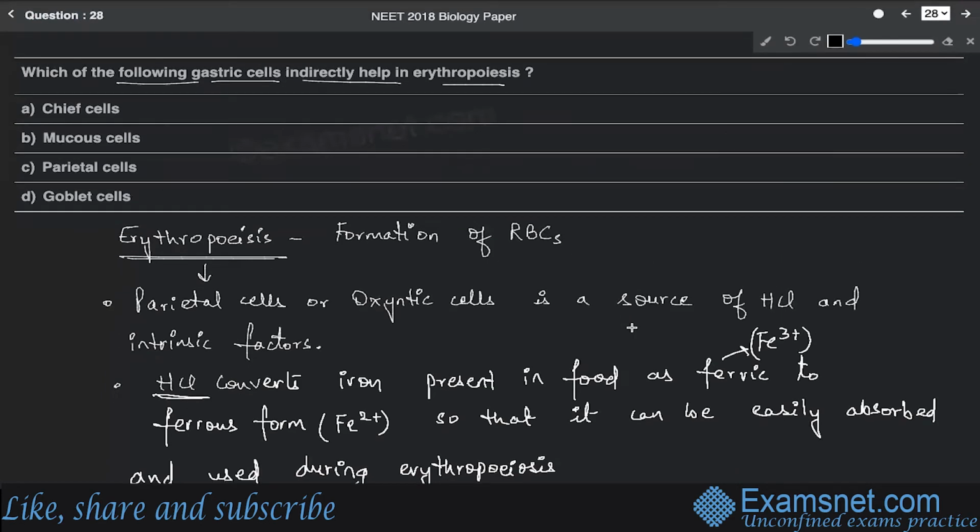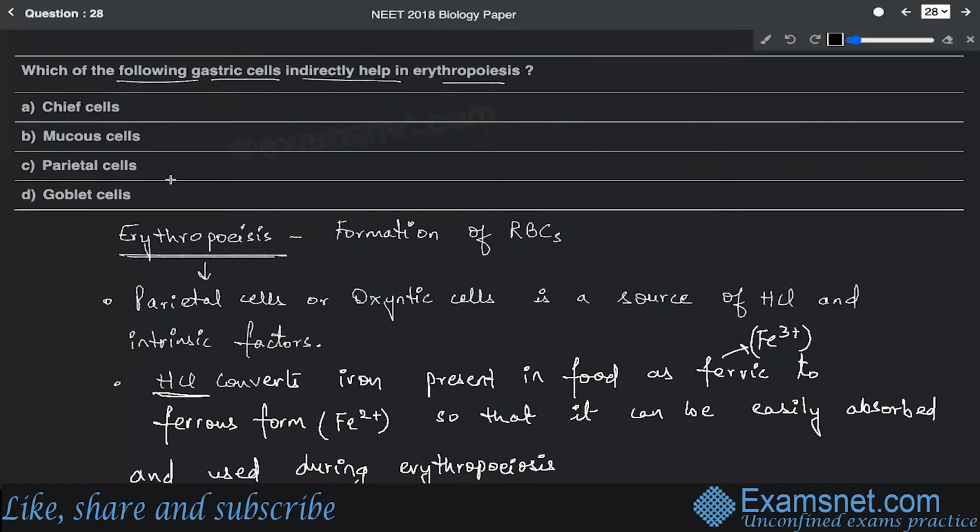All right, so this is the case. With this, we have come to know that parietal cells, that means option C, is the correct answer.